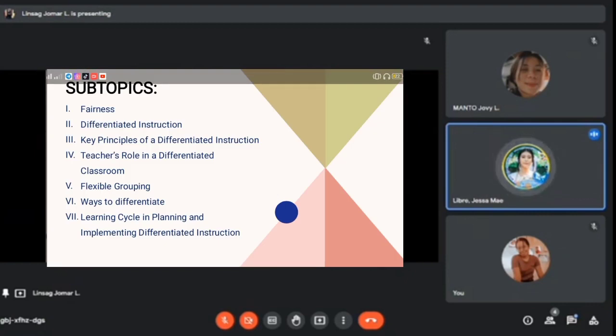So these are the subtopics that will be discussed in our report. First, we have fairness, followed by differentiated instruction, principles of differentiated instruction, teacher's role in a differentiated classroom, flexible grouping, ways to differentiate, learning cycle, and planning and implementing differentiated instruction.